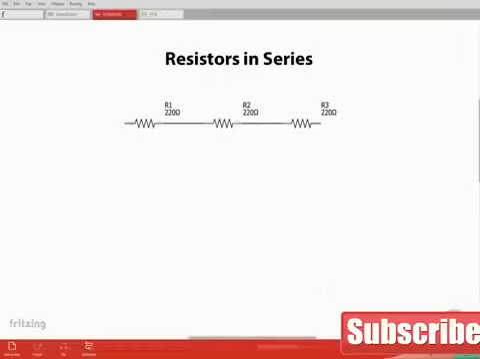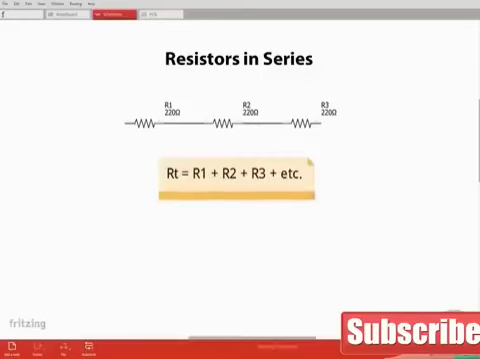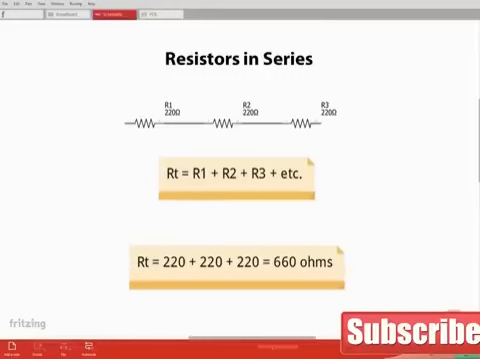Often resistors are connected in series like this. To calculate the total resistance of the resistors, you simply add the value of each resistor to calculate the total. For this example, we have 3 resistors valued at 220 ohms each. The total resistance, therefore, is 660 ohms.